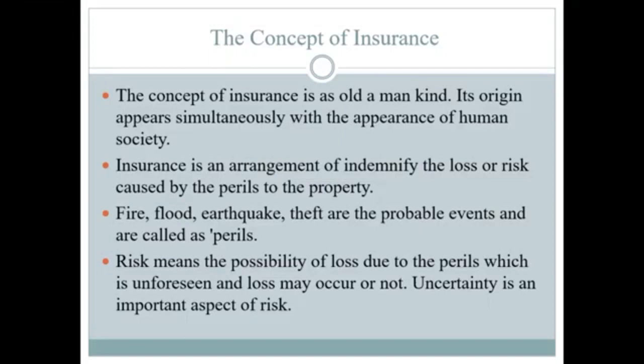Now, whenever we consider insurance, two terminologies are related to insurance, that is risk and uncertainty. First we will clear what is risk, what is uncertainty, whether they are the same or there is a difference between these two terminologies. Are they synonyms? Let's see. What is risk? Risk means possibility of loss due to perils, which is unforeseen, and loss may occur or may not occur.